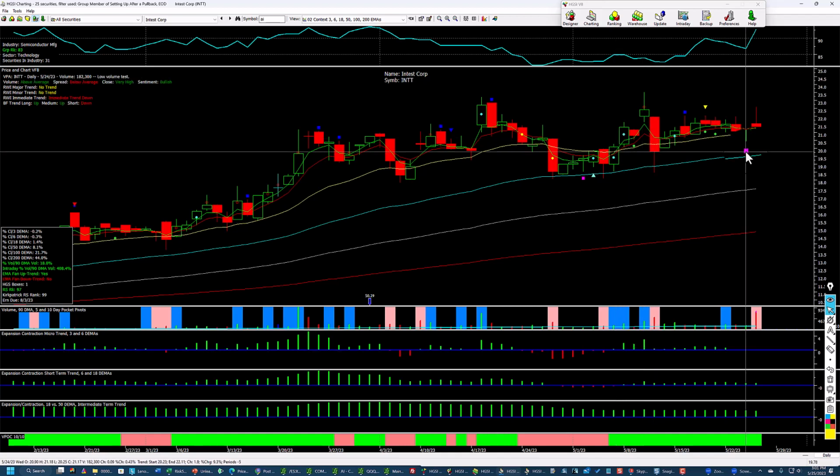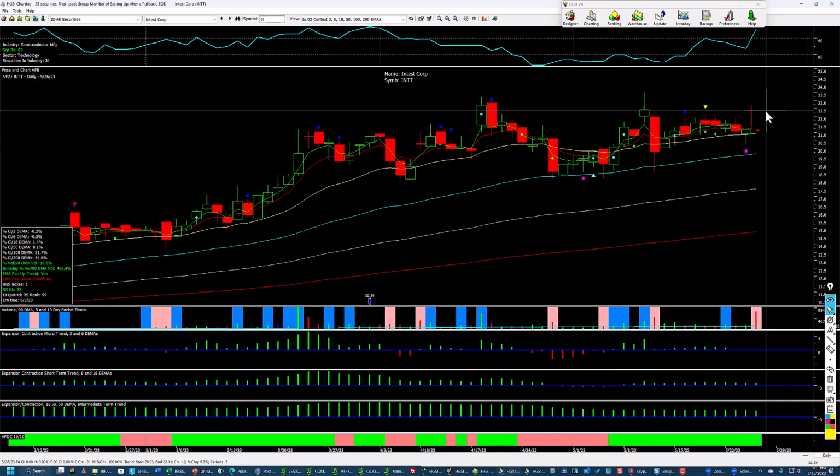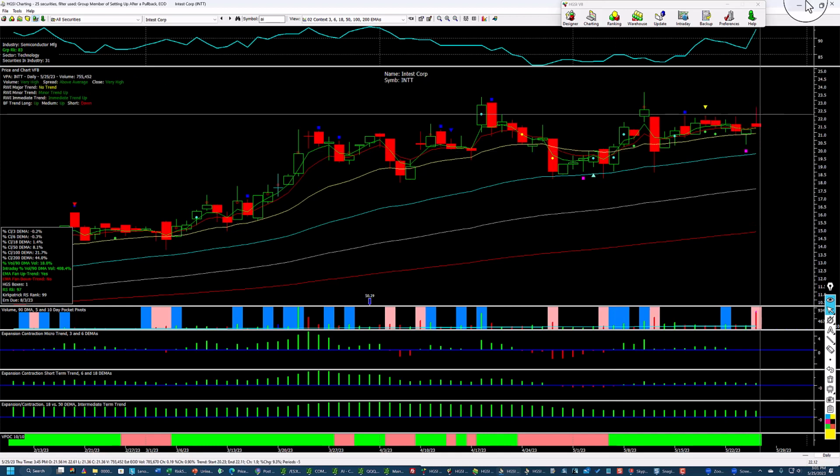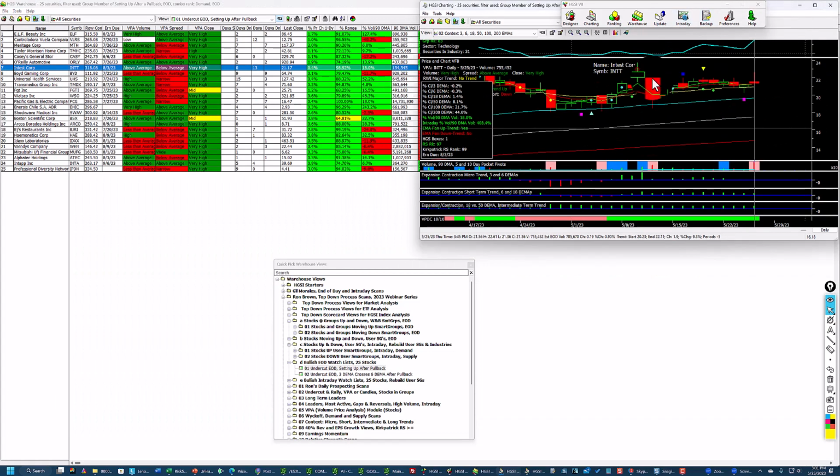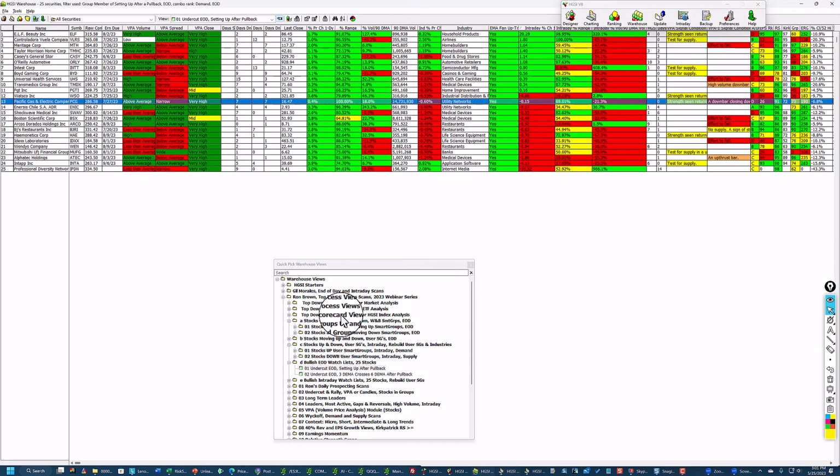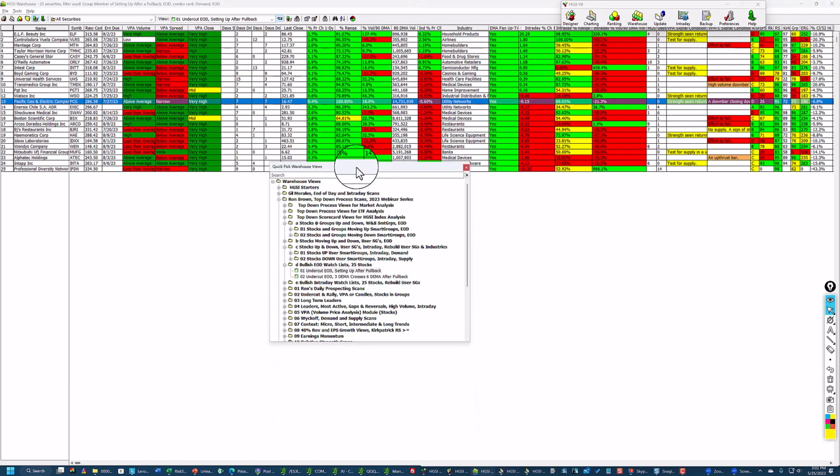It was setting up yesterday with a low volume test. It tried to go today, but it didn't get out of there. But these are stocks you can put in a watch list. One more and then I'm going to end this.